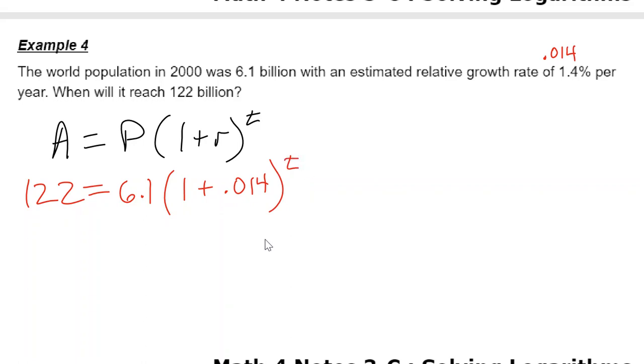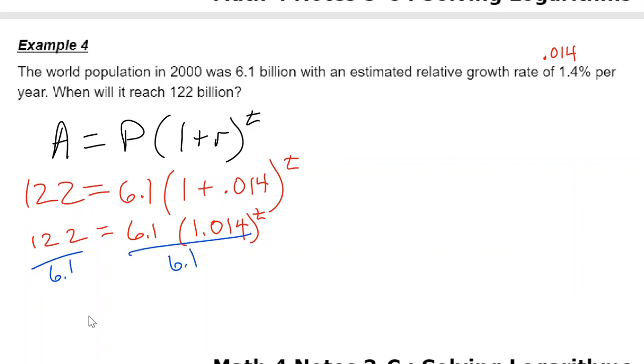And the time is the thing we want to figure out. So now we approach it like we would any other problem. So we would want to simplify the parenthesis first. Then we would want to divide both sides by 6.1. This actually works out nicely to 20.